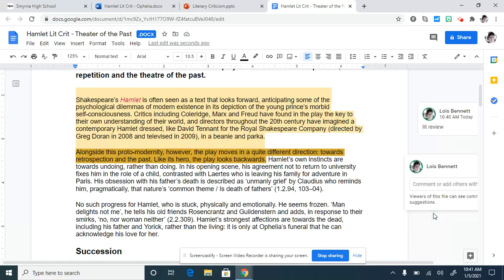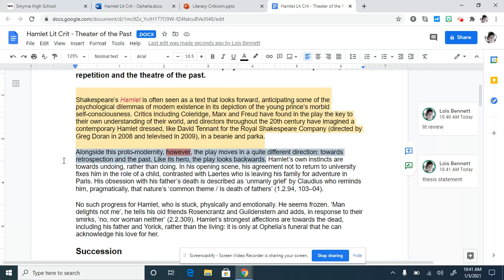Very simply stated, Hamlet's own instincts are toward undoing rather than doing. In his opening scene, his agreement not to return to university fixes him in the role of a child, contrasted with Laertes, who is leaving his family for adventure in Paris. His obsession with his father's death is described as unmanly grief by Claudius, who reminds him pragmatically that nature's common theme is death of fathers. So after stating the thesis, this article then presents two primary pieces of text that are going to support that argument. No such progress for Hamlet, who is stuck physically and emotionally.